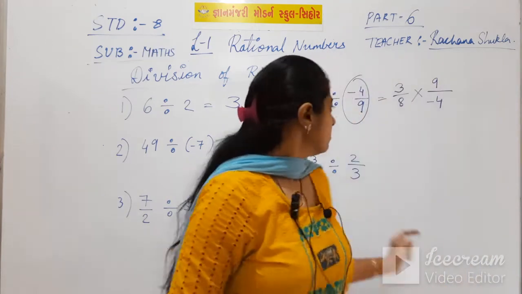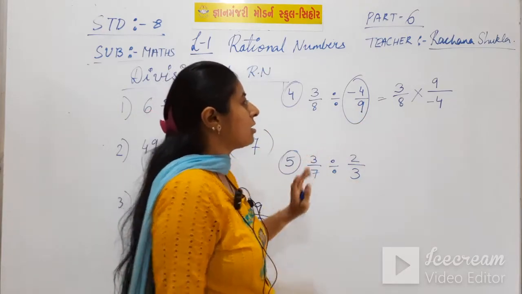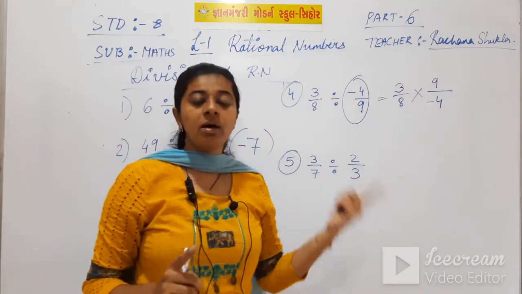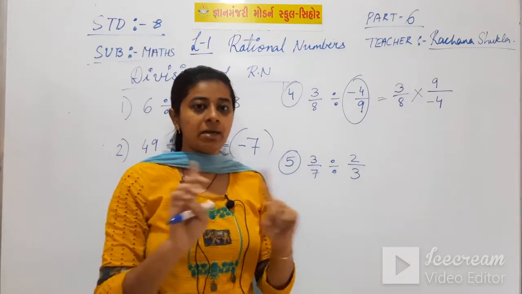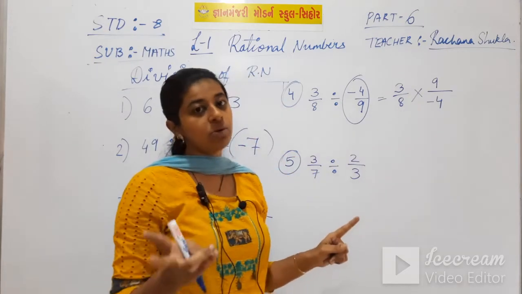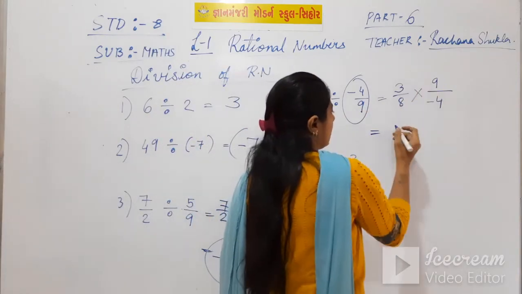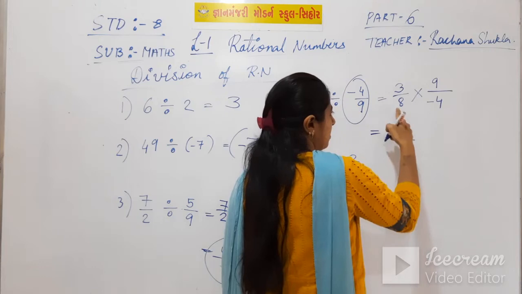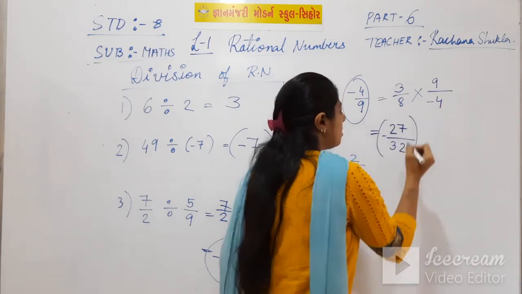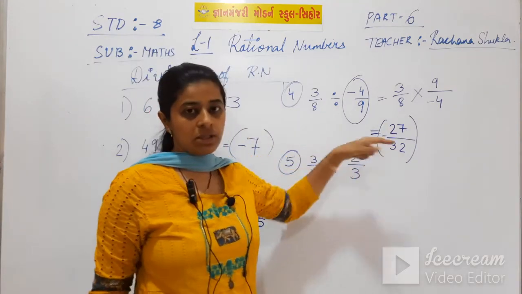Now check if you can cut anything or not. So you cannot cut because 3 and 9 cannot be cut. I told you in the earlier part that numerator cannot be cut with numerator, denominator cannot be cut with denominator. So you have to multiply. 3 9s are 27, 8 4s are 32, and here minus. So your answer is minus 27 upon 32.